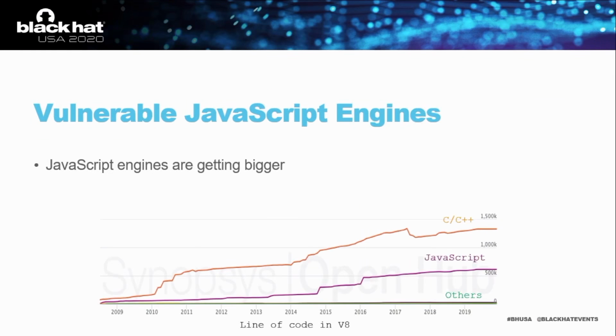JavaScript engines continue to evolve and the size becomes larger and larger. As you can see in this graph, the code lines of V8 now become more than a million. Accordingly, every year, more than hundreds of vulnerabilities in JavaScript engines are reported. So JavaScript exploitation is now a real threat.